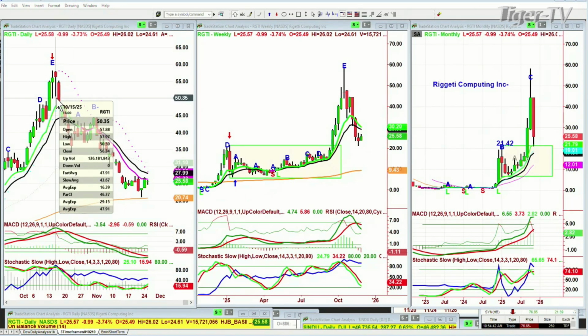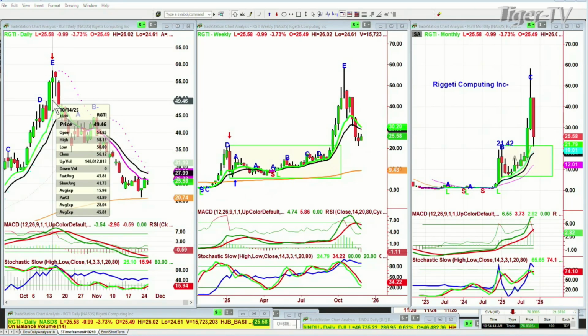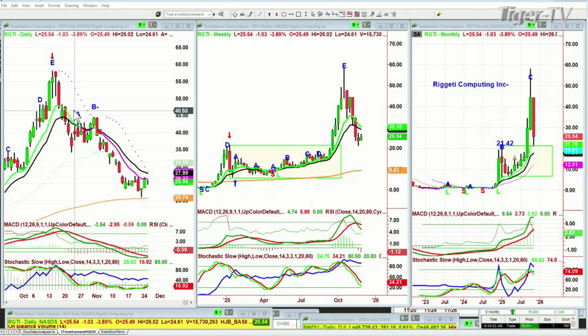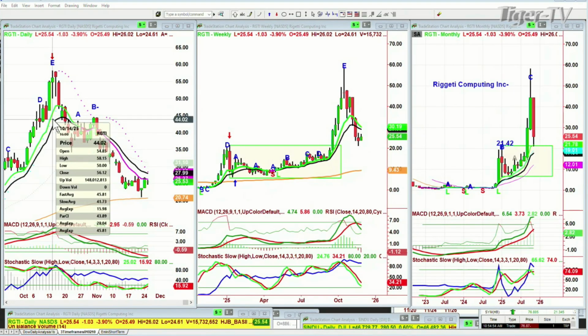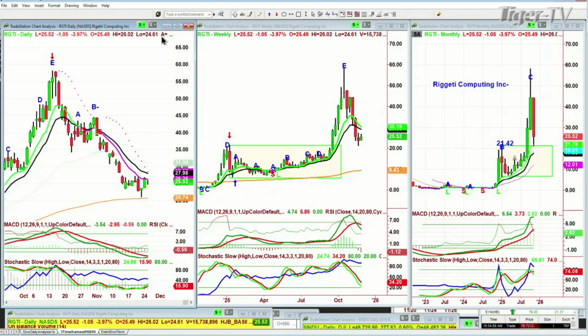I forgot to type that in. 58.15. I'm looking for round numbers. I didn't see them. The day that it made its high, it also made a round number low of 58.15 with a round number 50 low. I wish I'd seen that. 58.15, 50 round number low. All right.